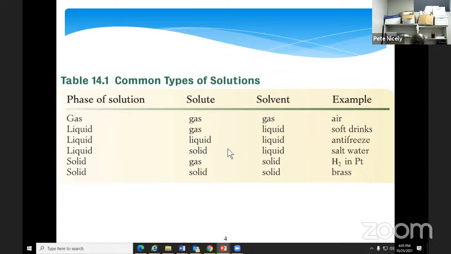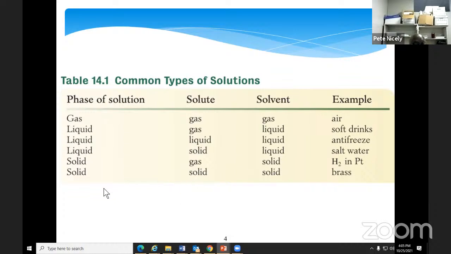Another example here of a solution is one that is formed between a solid and a liquid. If you add a solid which is soluble in the particular liquid, then you're going to end up with a solution in a liquid phase. A good example of this would be salt water, where the solute would be sodium chloride and water would be the solvent.